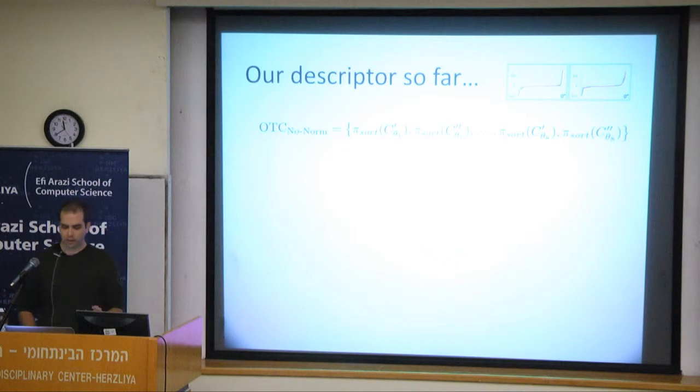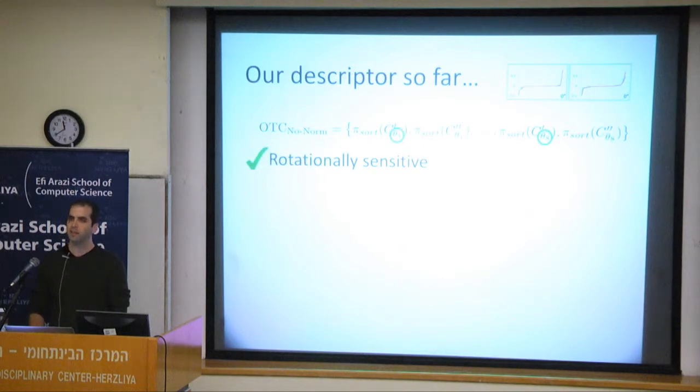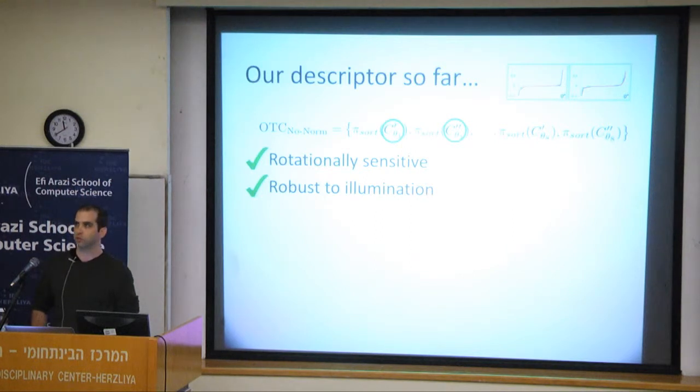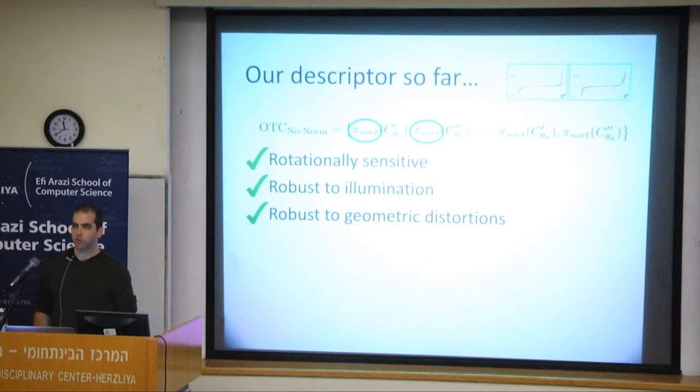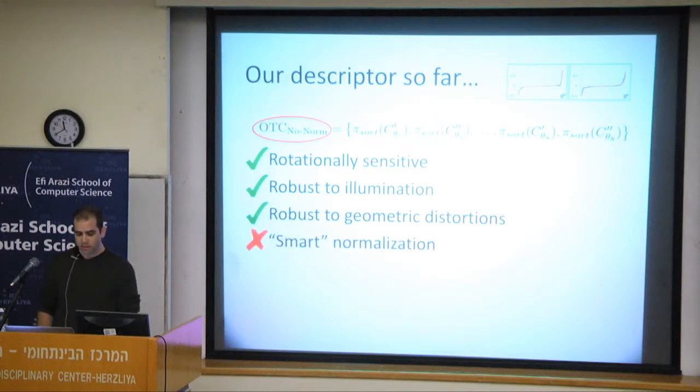So our descriptor so far is just the concatenation of the sorted first and second derivatives of each of the orientations. And of course, you can see that it is rotationally sensitive since we scan the patch in predefined orientations. It's robust to illumination since we use the first and second derivative to describe the curve. It's robust also to geometric distortions since we find the best match between the vectors using the sorting operator. Still, we have yet to normalize our descriptor.